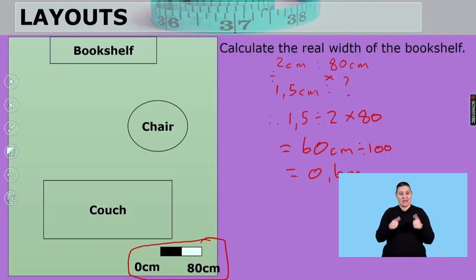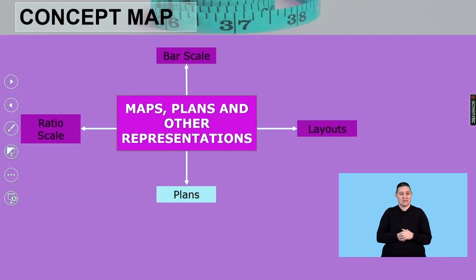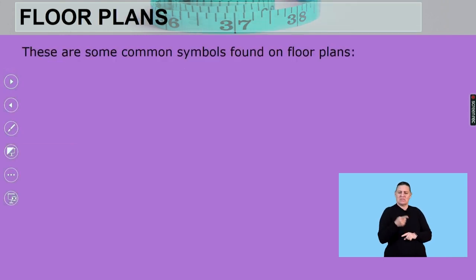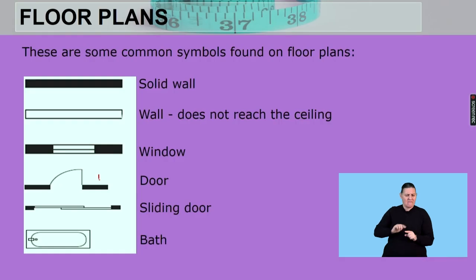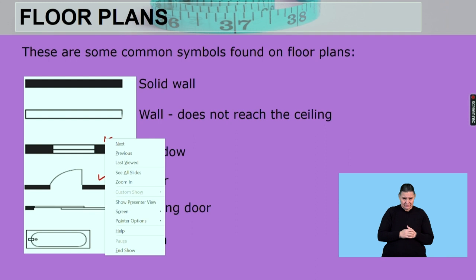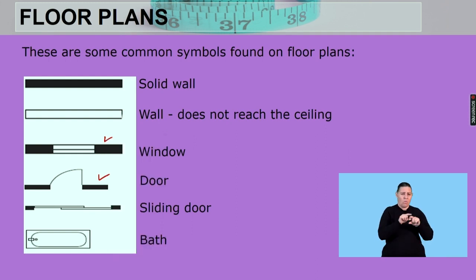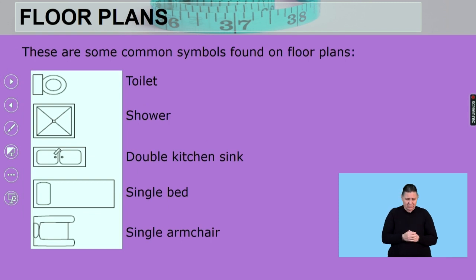All right, next one. Talk of plans. Now let's see what plans are all about. In this case, these are some common symbols found on floor plans. So often you'll see these type of things. You notice this little half circle thing, that's the door. Those guys are windows. Solid walls, baths, etc. You've got these type of scales that they give to you. Toilets, armchairs, etc. These are some of those common symbols.